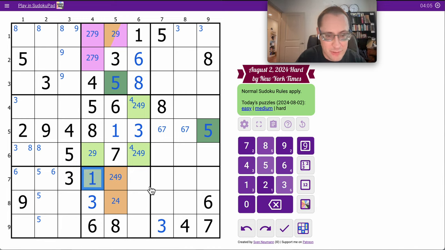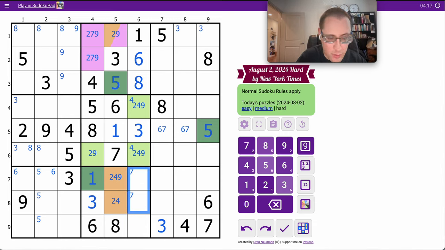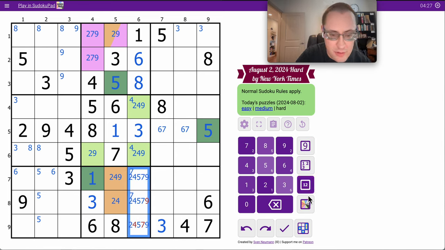This is the only place left for a 1 based on those two also. So 1, 3, 6, 8. Well, this can't be 7 and this can't be 7, so 7 is in one of those two. Now that's forced. I have 2, 4, 5, 7, and 9, I believe. And I don't get much help.